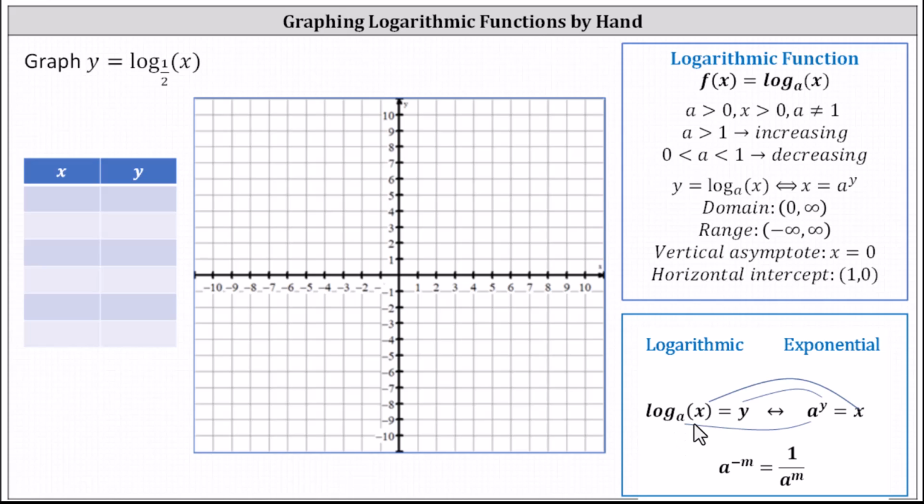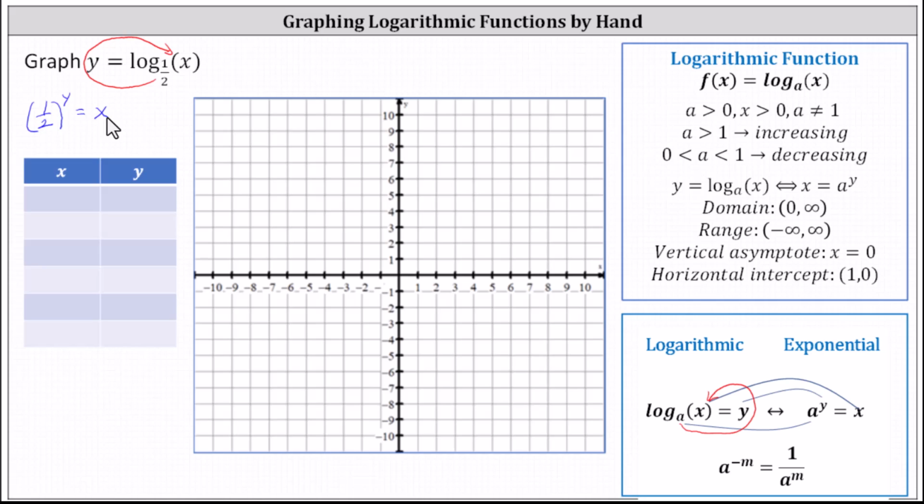Recall log base a of x equals y can be written as an equivalent exponential equation as a to the power of y equals x. To form the exponential equation, we can start with the base and work around the equal sign. Notice a to the power of y equals x, which means in our case, the equivalent exponential equation for y equals log base 1/2 of x is 1/2 to the power of y equals x. We'll use this equation to complete the table of values.